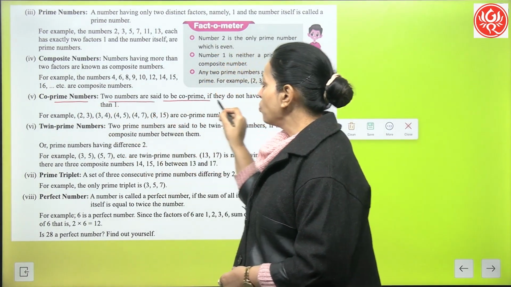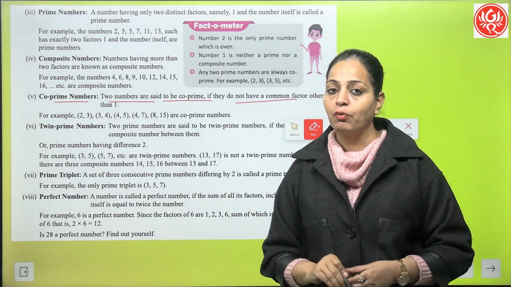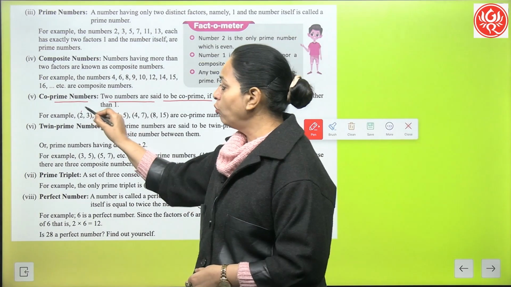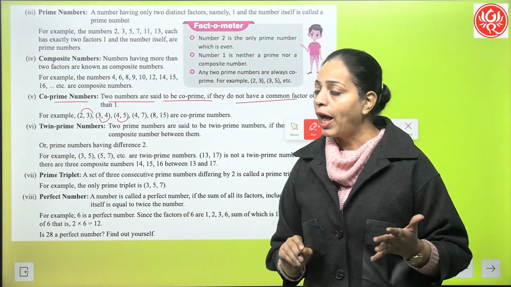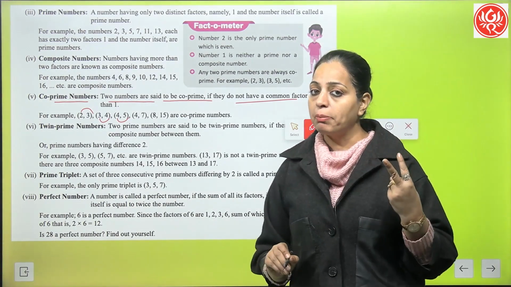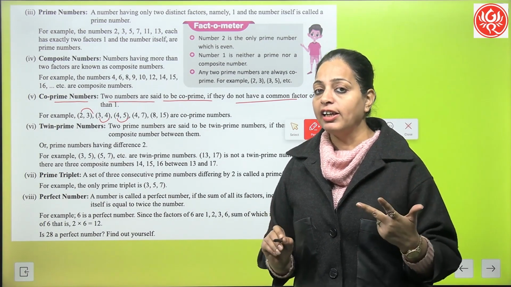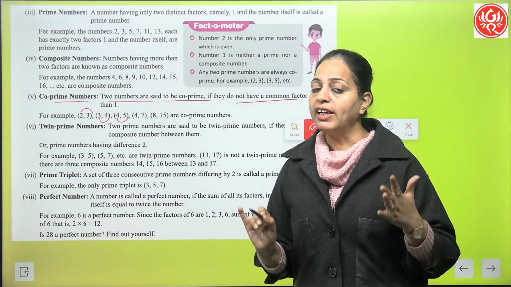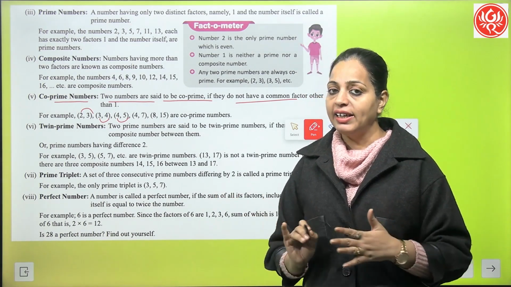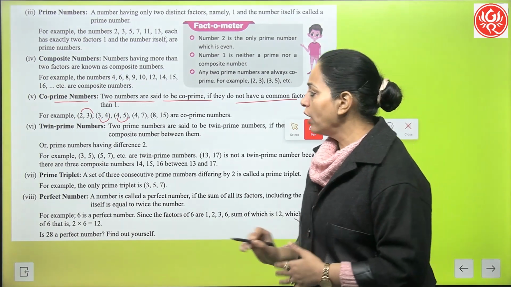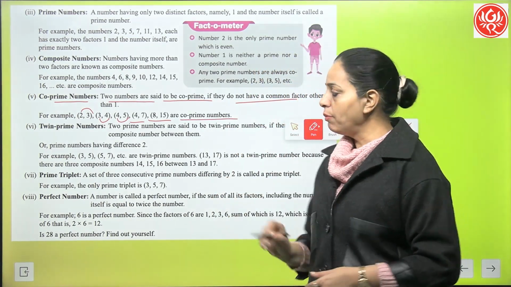Two numbers are said to be co-prime if they do not have a common factor other than 1. For example, 2 and 3, 3 and 4, 4 and 5. जब भी हम co-prime numbers की बात करेंगे तो हम 2 numbers की बात करेंगे जिनका common factor सिर्फ 1 होगा, यानी 1 उन दोनों को divide कर सकता है, उसके अलावा कोई और number divide नहीं कर सकता, common. Okay, so here 4 and 7, 8 and 15, these are co-prime numbers.